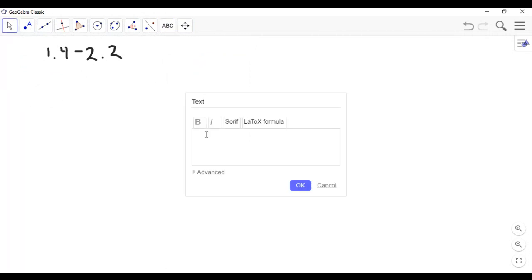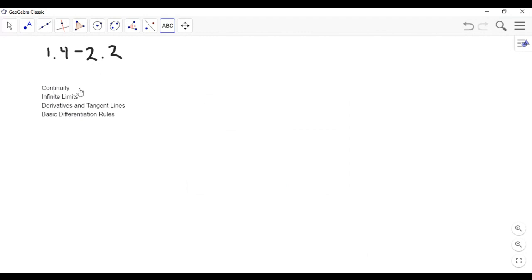And what we're going to be covering is continuity, limits, derivative, lines, and lastly, some basic differentiation. And if you guys would like to go over anything else, just say something and we'll try and get it done, all right?